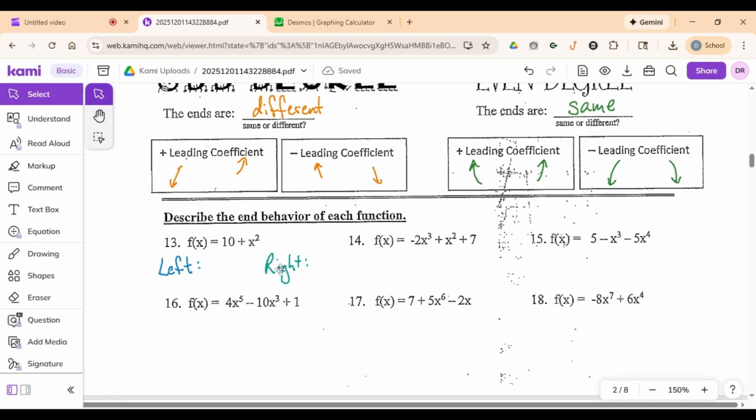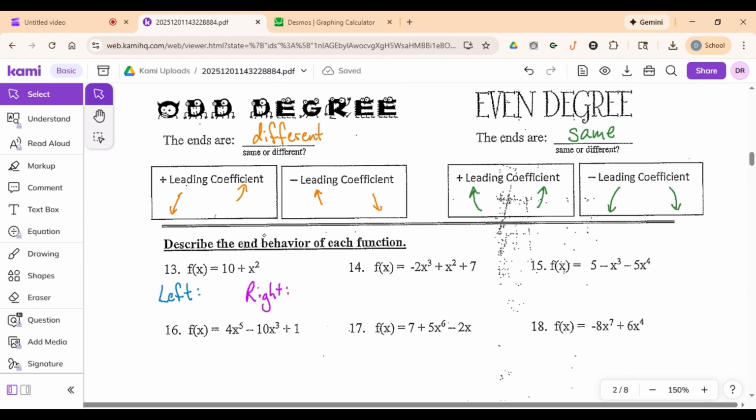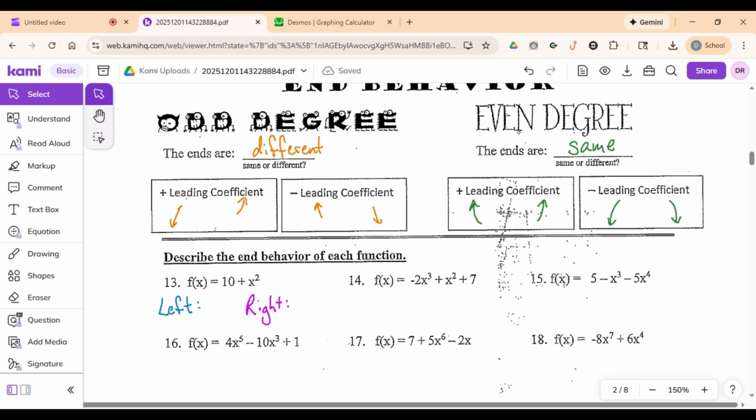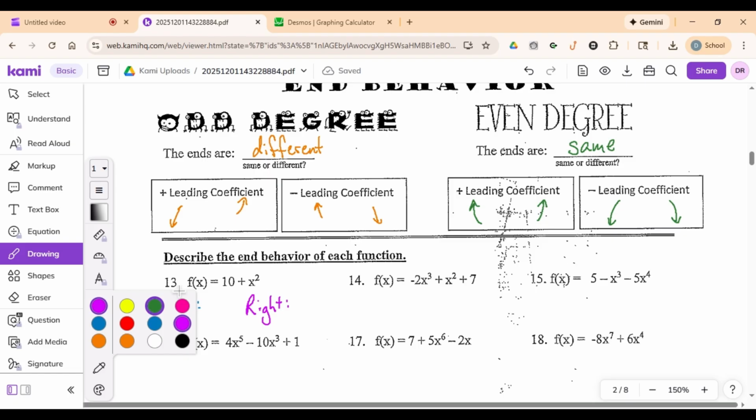For this first one, our exponent is 2. That's an even degree, so I'm looking on this part of my chart for my even degree. Is it a positive x squared or negative? Since the number in front of the x squared is positive, we're looking right here. If you look at this box where it's an even degree and a positive leading coefficient, both ends are pointing up. Something I could do without graphing is realize that both of these point up.